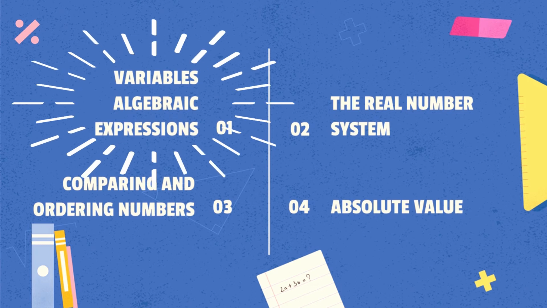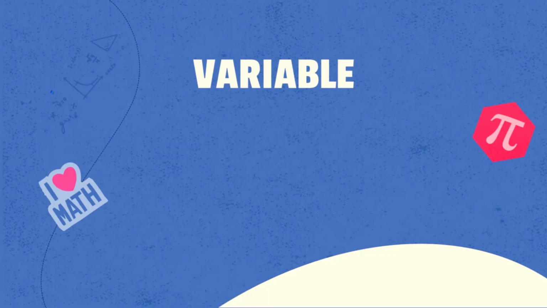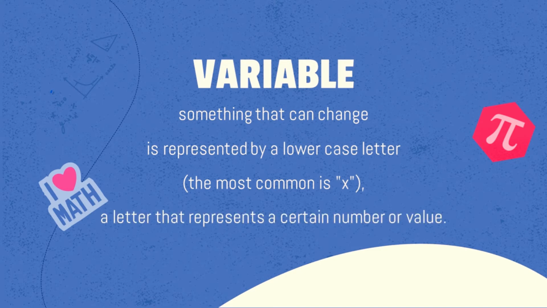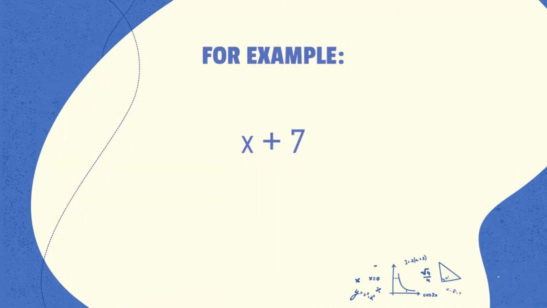Variables and algebraic expressions. Let me start by defining what variable and algebraic expression mean. A variable is something that can change and is represented by a lowercase letter. Most common is x. Or more specifically, it is a letter that represents a certain number or value. For example, x plus 7. x here is a variable.